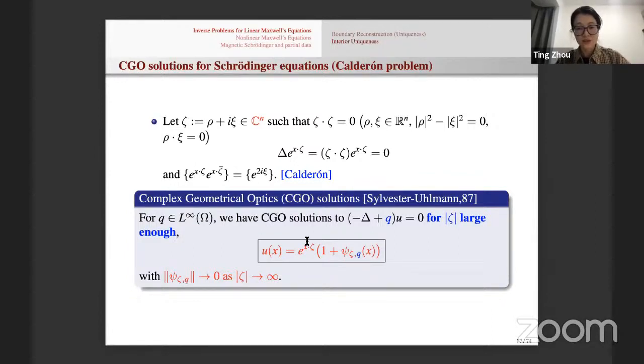And the idea is that you plug this CGO solution into the integral identity for the Calderon problem and let the magnitude of zeta go to infinity. Eventually the integral identity converts to the Fourier transform of the potential Q. So once you recover Q, you can recover sigma, the conductivity. So that was the idea.